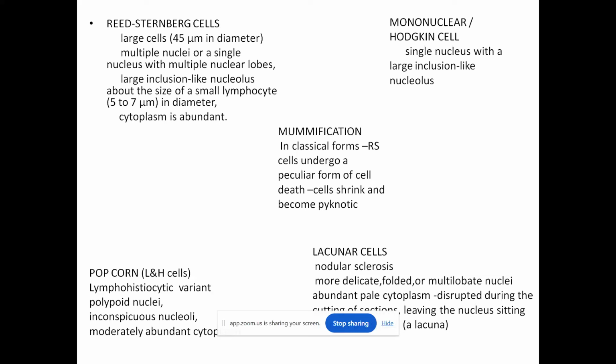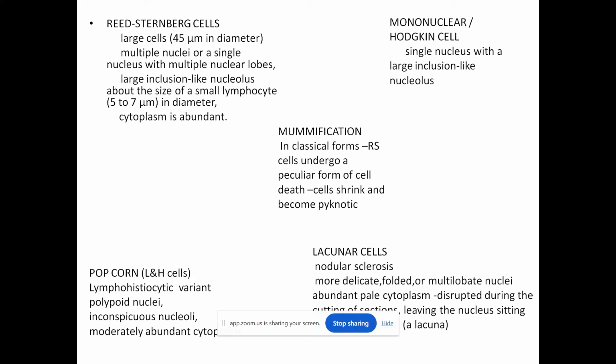So what is a Lacunar cell? This is a cell seen in nodular sclerosis with multilobated nuclei and abundant cytoplasm. When we process the slide, during the cutting of the sections, the cytoplasm will be ruptured, leaving the nucleus sitting in halo-like areas. So that is called the Lacunar cell, seen in nodular sclerosis.